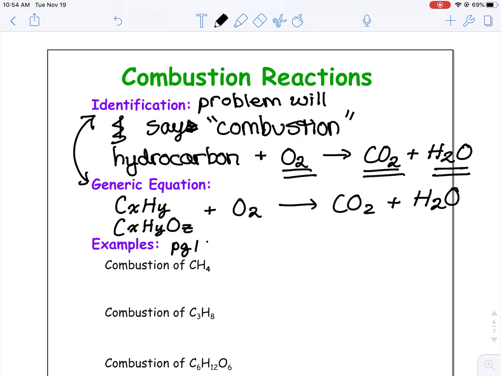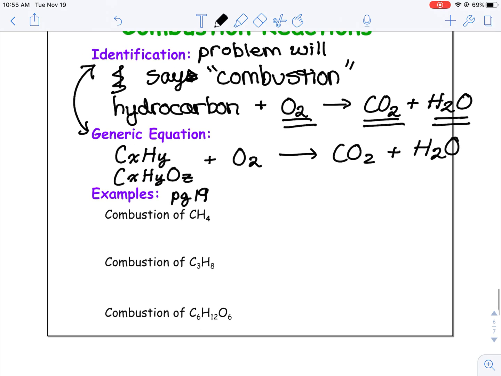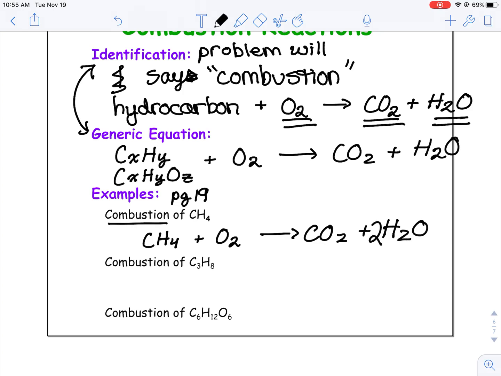So on page 19 in your packet, the first two examples are there, but I wanted to give you one also that had oxygen in it. So if I see this word, I know that my second reactant is O2. My products are CO2 plus H2O. So I need a 2 here to balance the hydrogen, which gives me 4 oxygen on that side, so a 2 here. Second example, C3H8, giving you O2.